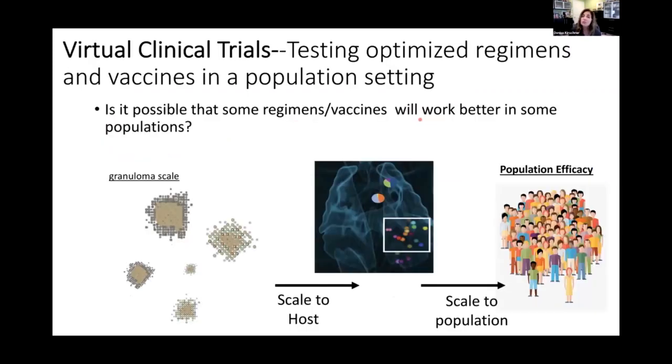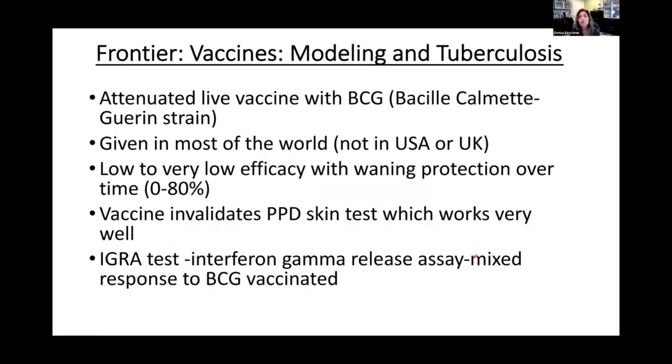So that brings me to virtual clinical trials. There are lots of different ways to do virtual clinical trials. Our goal here is to take things from a granuloma scale, where we have multiple granulomas in a lung, and move to a population scale to really test our predictions. To do that, we actually need more of a whole-host model. So that also allows me to talk about vaccines, which requires a more whole-host approach.